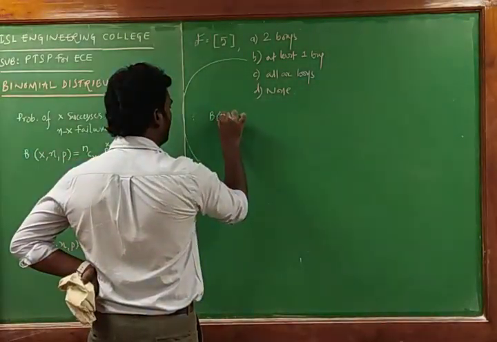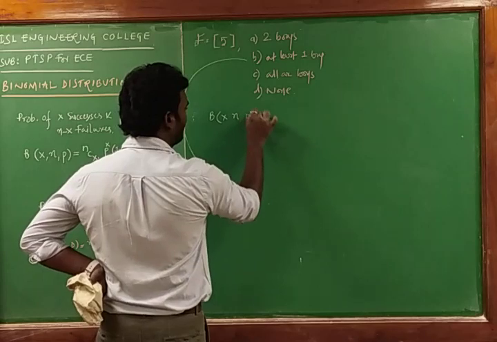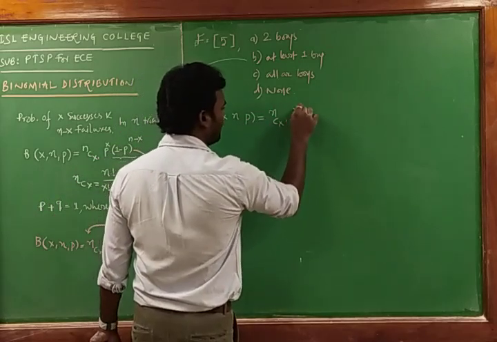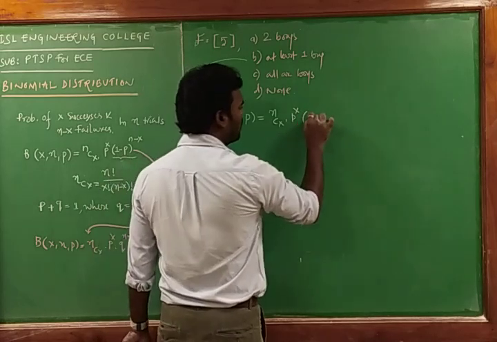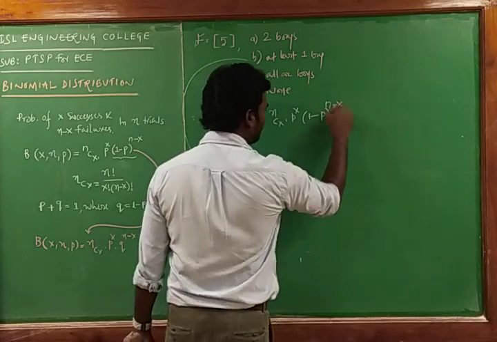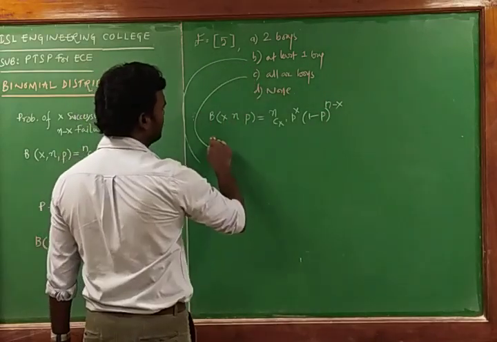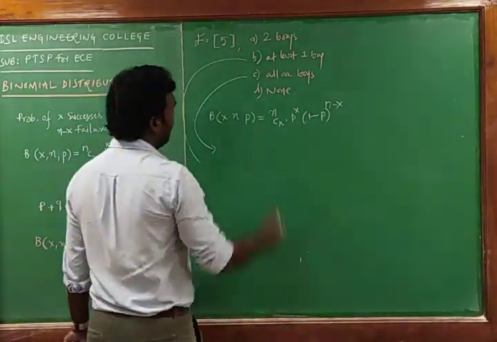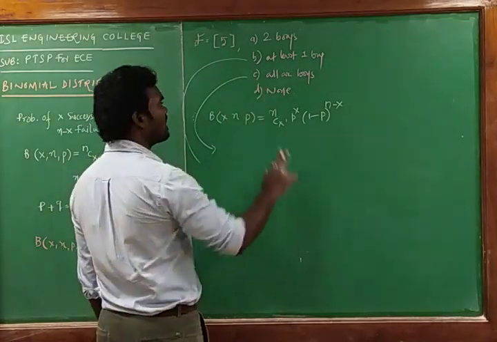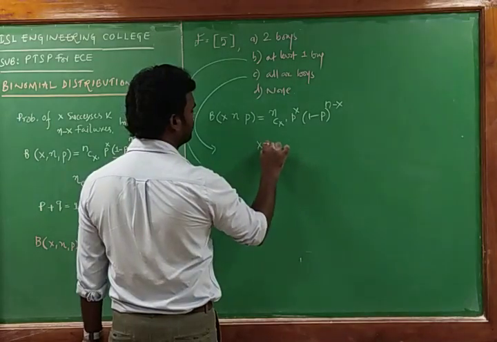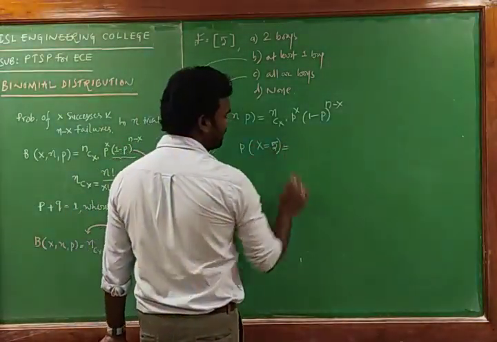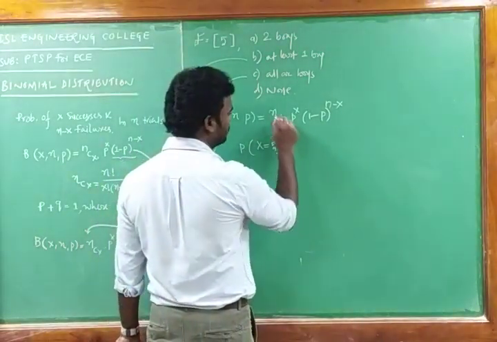Binomial distribution of x, n, p is equal to nCx into p to the power of x into (1 minus p) to the power of n minus x. Then I am going with the third case, that is, all are boys. How many children are there? 5 children are there. All the 5 children are boys, so we must assume that x is equal to 5.